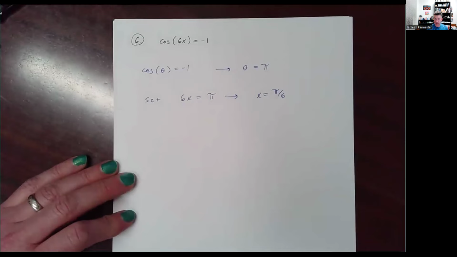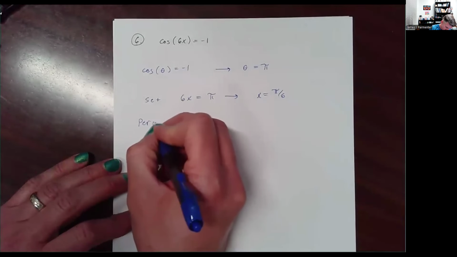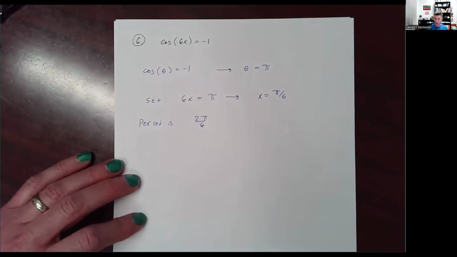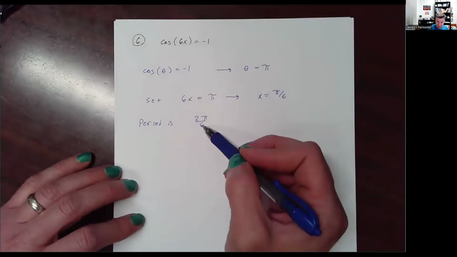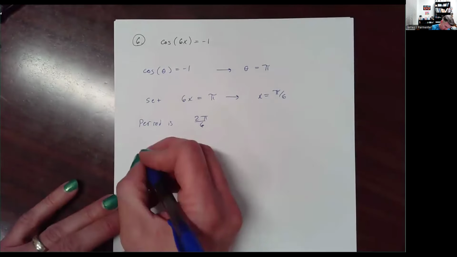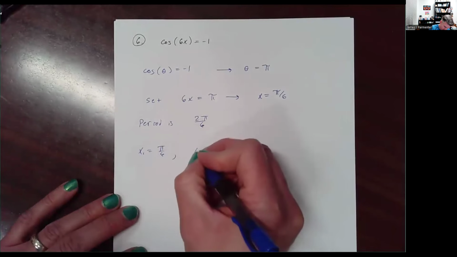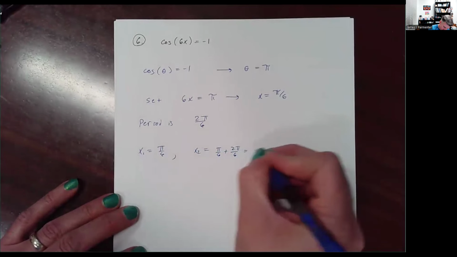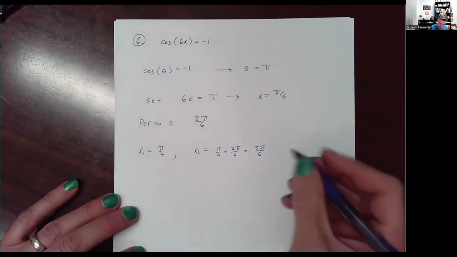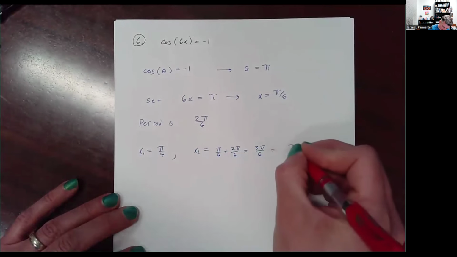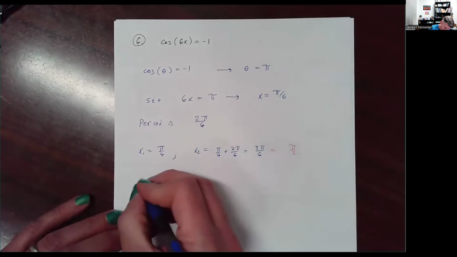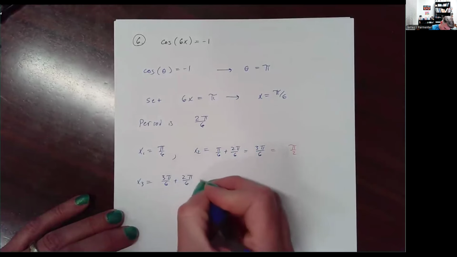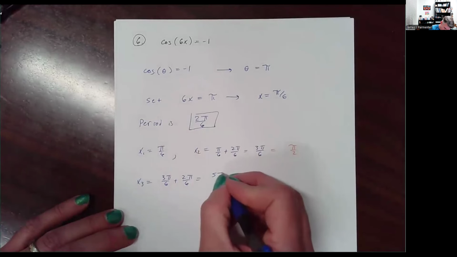That's our first answer. Our period here is 2 pi divided by 6. There's no good reason to reduce that to pi over 3, because I know that my first answer is pi over 6. I want to add this to my first answer to get my next answer. So my first answer is pi over 6. My second answer is pi over 6 plus 2 pi over 6, which I feel silly to write. That's 3 pi over 6. I am going to reduce that, though, because in my final answer, my answers should be reduced. My third answer is going to be my previous answer plus another period of 2 pi over 6, which is 5 pi over 6.